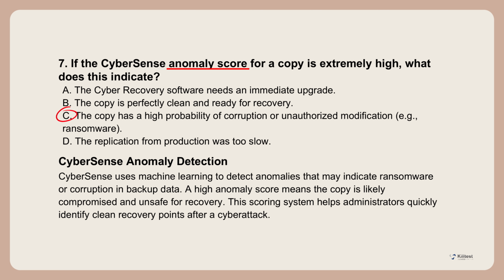And the practical takeaway for the person planning the recovery? It's critical. This score lets you immediately filter out potentially dangerous backups, instead of accidentally restoring the ransomware infection along with your data. Which would be disastrous. Right. You can look at the scores for your backups chronologically. Maybe yesterday's backup has a high score. Okay, let's look at the one from the day before. You keep going back until CyberSense gives you a low anomaly score, indicating a clean, trustworthy copy you can use for recovery.